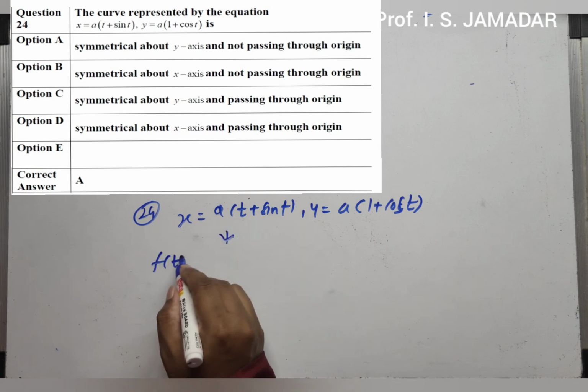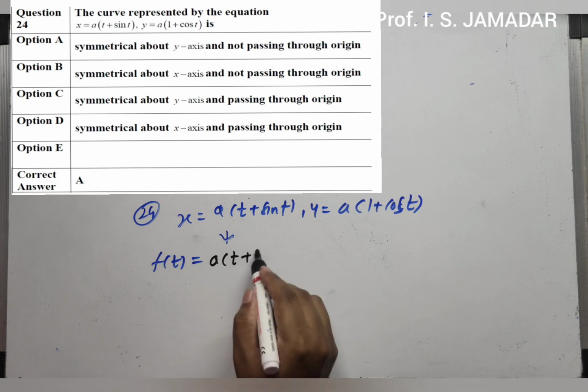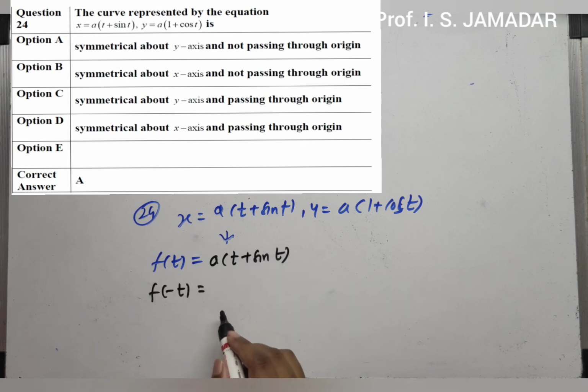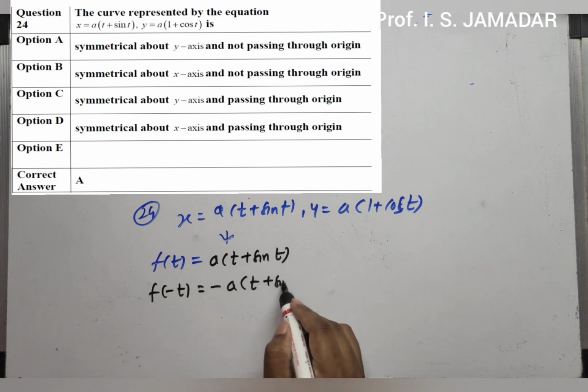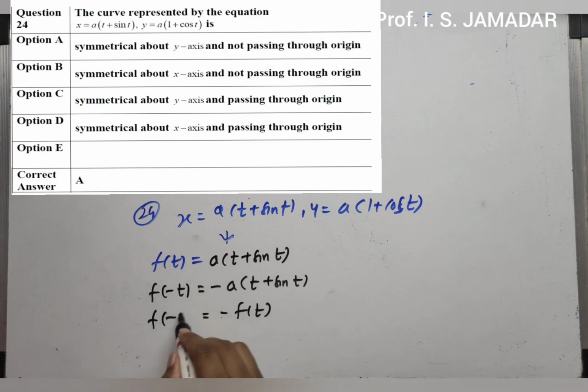What is f of t here? F of t is a into t plus sin t. So what you can say about f of minus t? F of minus t will be minus a into t plus sin t. Sin of minus t is minus sin t, so this will be minus a into t plus sin t, which is minus f of t. So f of minus t is equal to minus f of t. It means it is odd.